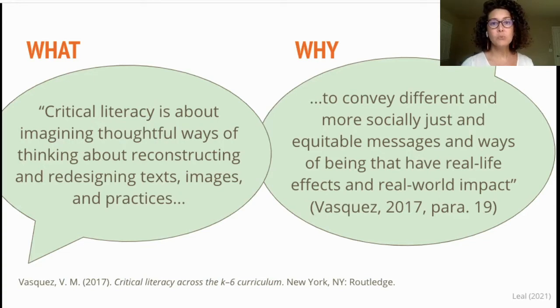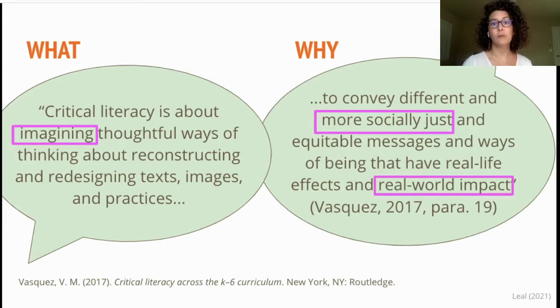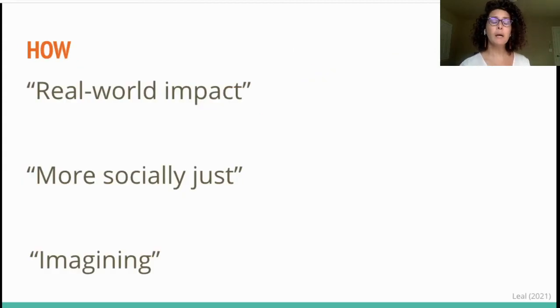So if we take a closer look at this quote, we can highlight some keywords here or clues that will lead us to the how. The first one being imagining, the next one being more socially just, and the third being real world impact. So I pulled out these keywords and I'm connecting them to some steps that can lead us to how to do critical literacy in the classroom. And so these terms can give us suggestions on how to proceed.